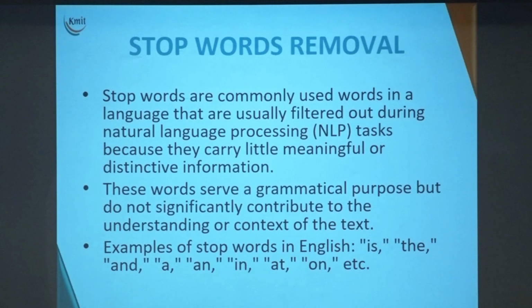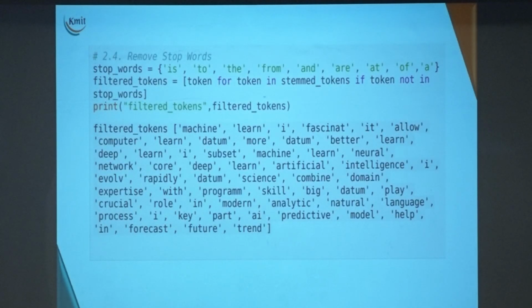So stop words are commonly used words in natural language that are usually filtered out in NLP tasks because they carry little to no distinctive information. These words serve a grammatical purpose but do not significantly contribute to the understanding or the context of your text. Some examples: a, the, an, is, was, etc. Clear?